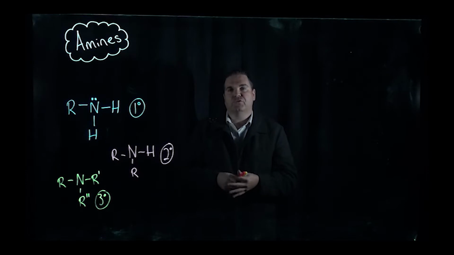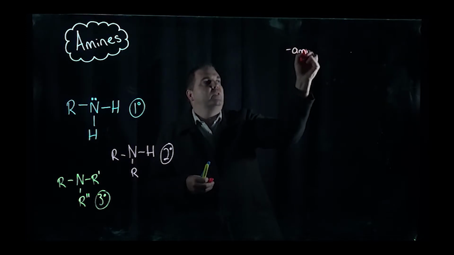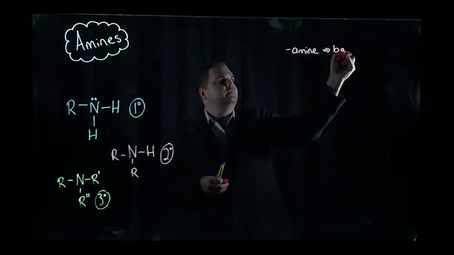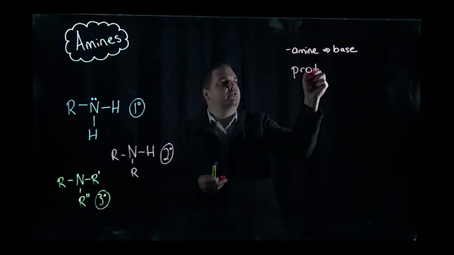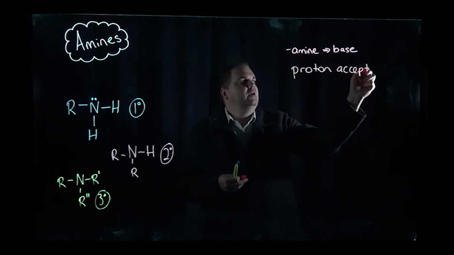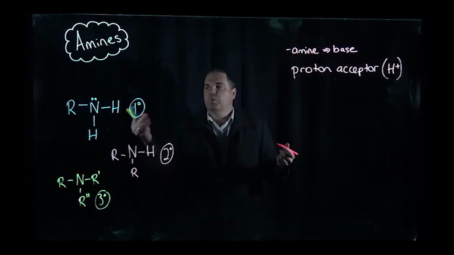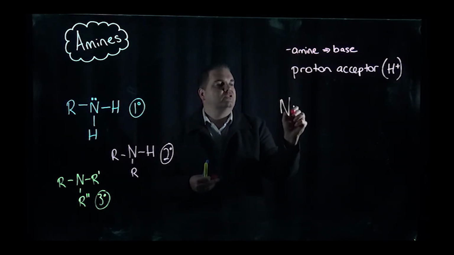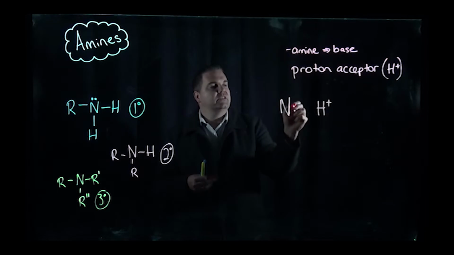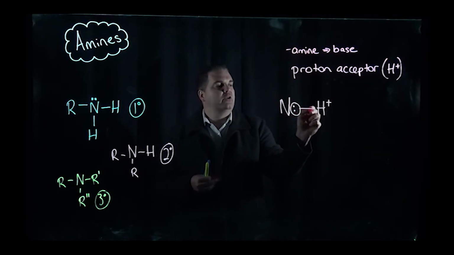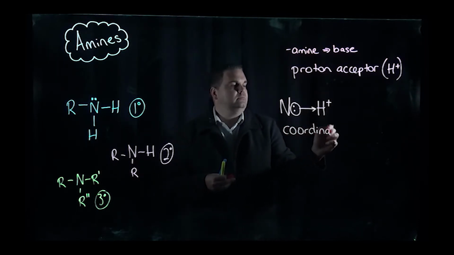Now that lone pair of electrons is really, really important, because what it can do is it makes an amine behave as a base. Okay? Now that's really important because a base is also known as a proton acceptor. Okay? And by a proton we mean a H+. So what happens when a nitrogen with a lone pair of electrons on it comes into contact with a hydrogen ion, this lone pair of electrons actually form the bond towards the hydrogen, and that's called a coordinate covalent bond.